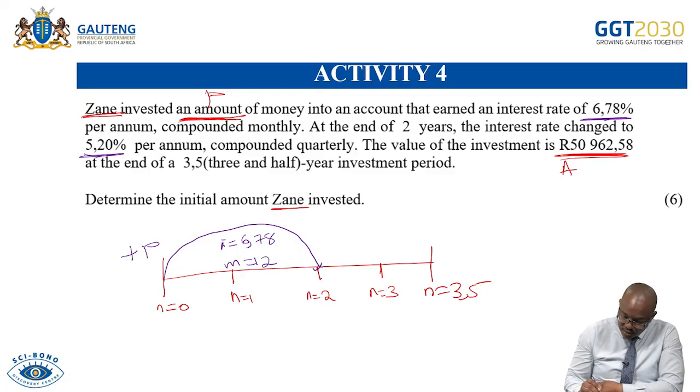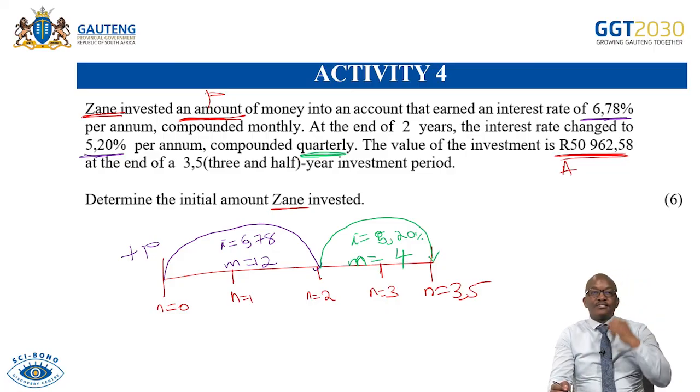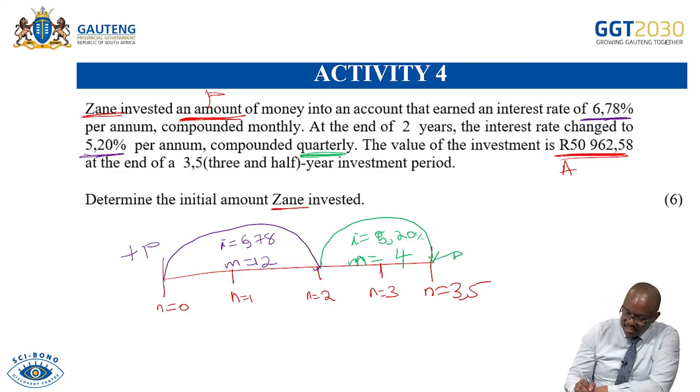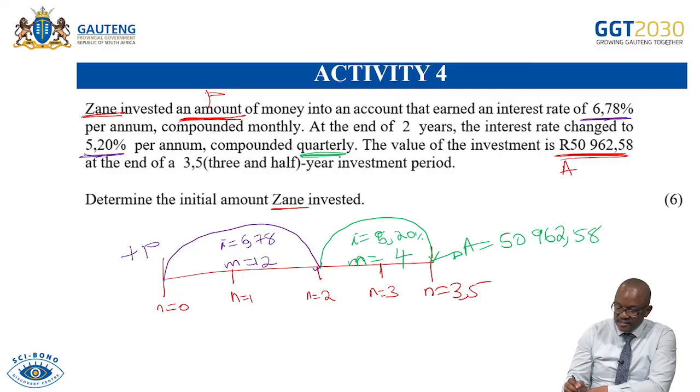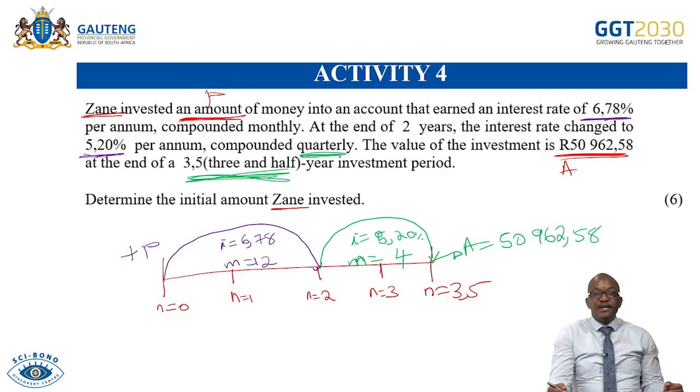Now, at the end of 2 years, the interest changed to 5.20%. It means from year 2 to the last year of investment, your interest changed to 5.20%, and they're saying it's compounded quarterly, which is 4. Correct? And the accumulated amount at the end was 50,962 rand and 58 cents, for 3.5 years. So that is basically our information there.